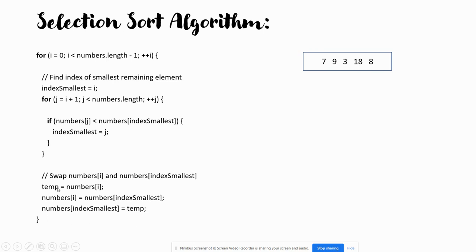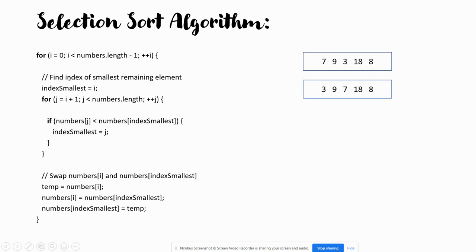So we assume one temporary variable here. As per the assumption, the first element, numbers of i, that is 7, will go to the temporary variable. Then whichever is the smallest index, that is 3 here, the smallest index will be 2. So 0, 1, 2. So numbers of smallest, that is 3, will go to numbers of i, the first position that had 7. And since we first assigned 7 to temp, 7 will go to the smallest index, that is 2. So the next step you will have it like this.